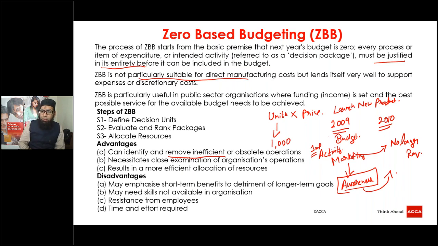But if we are preparing using zero-based budget, then we will look at 2010. Each cost has to be justified, and in such a way, we will be able to identify that this activity, the awareness marketing activity, should no longer be required in 2010. So we will not waste resources on that. Okay?